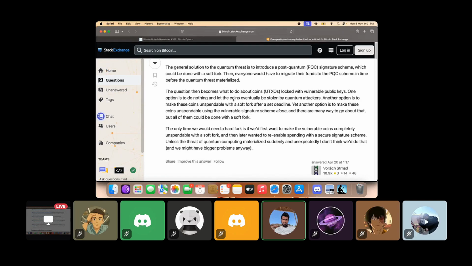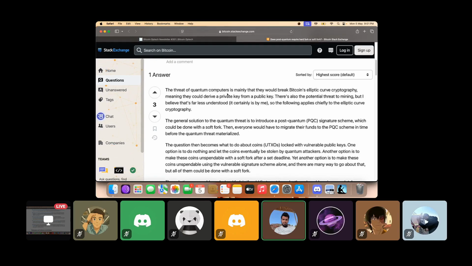Okay, so let's read the answer. The threat of quantum computers is mainly that they would break Bitcoin's elliptic curve cryptography, meaning they could derive a private key from a public key, right? As we just discussed, a lot of people believe that SHA-256 will be broken. No, that's not the case. What's under threat is the elliptic curve cryptography. DLP will be broken.